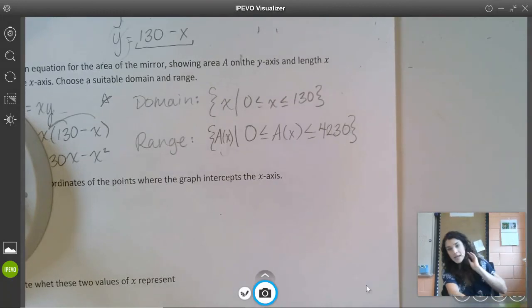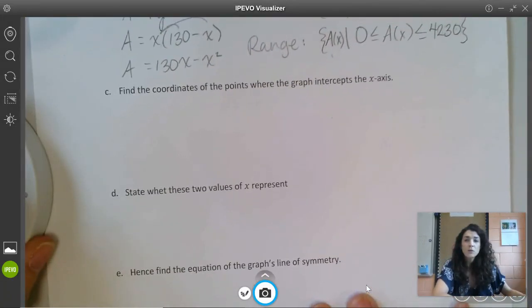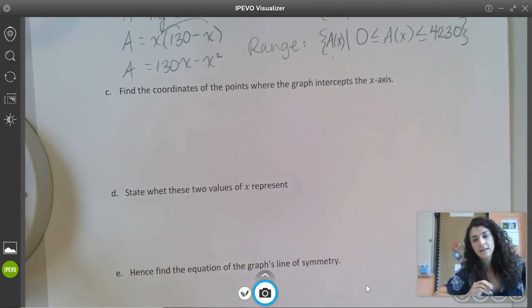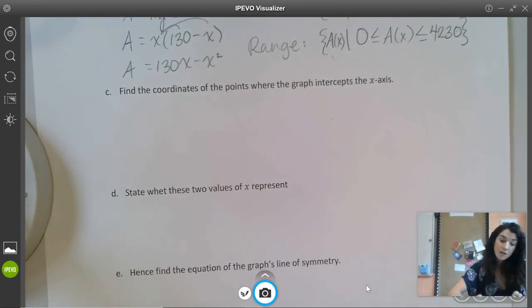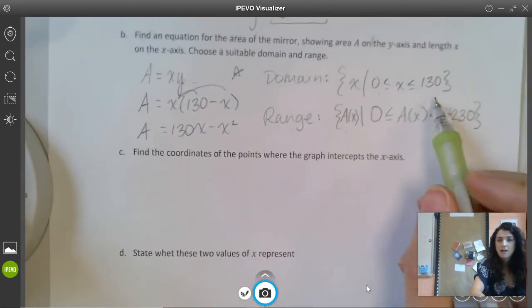And that would be your domain and your range. All right. Coordinates of the points where the graph intercepts the x-axis. Well, we already figured that out because we talked about domain. So those coordinates are involving these guys right here. You can do this on your own.